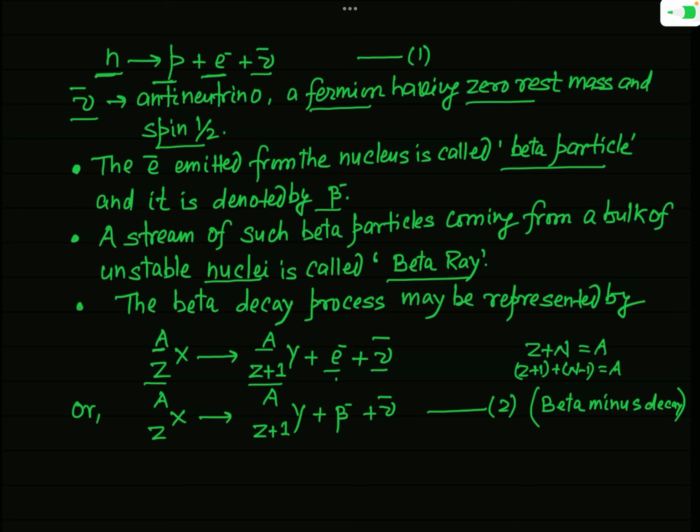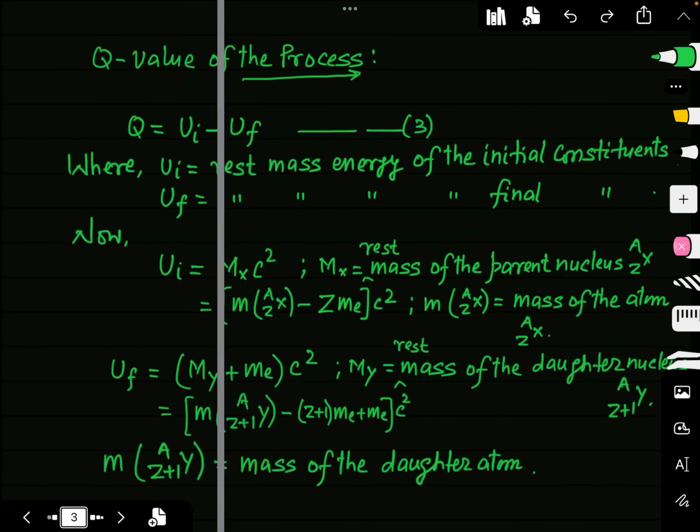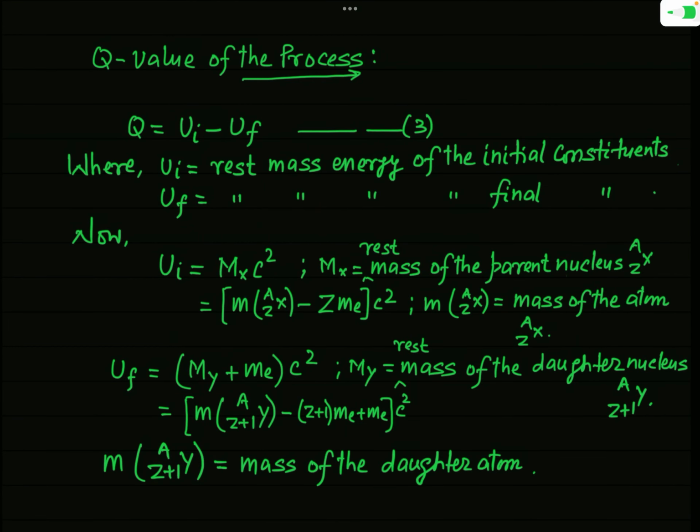In place of this E minus, you may write beta minus. So this process of beta decay may be represented by this equation 2, which I have mentioned here. Actually, this decay process is known as the beta minus decay process, and the emitted particle is called the beta minus particle. So what is this beta minus decay, and what type of daughter nucleus do you get after this decay process? I hope you have understood.